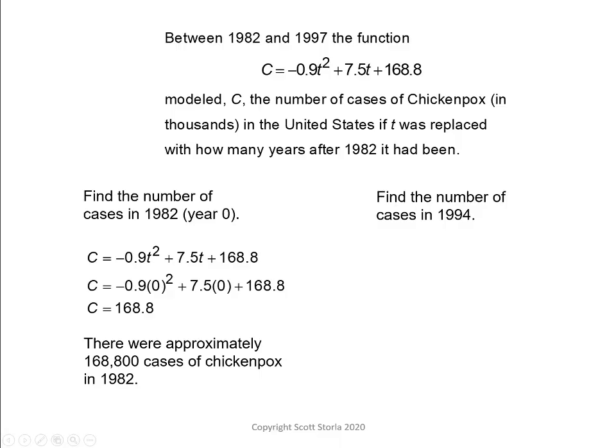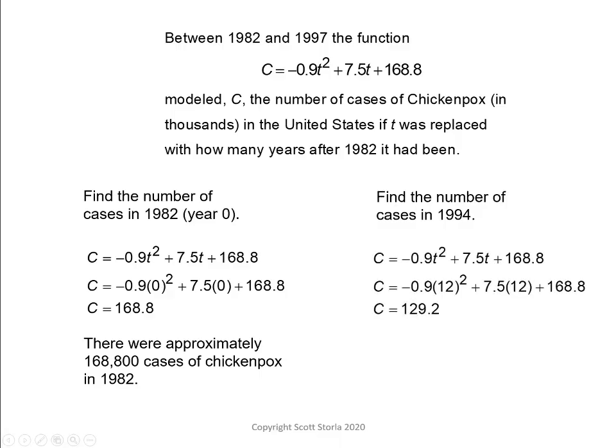Find the number of cases in 1994. Since 1994 is 12 years after 1982, I'd substitute 12 for t and simplify and find that by 1994 there were approximately 129,200 cases of chickenpox in the United States.